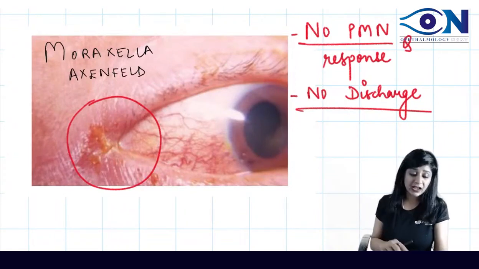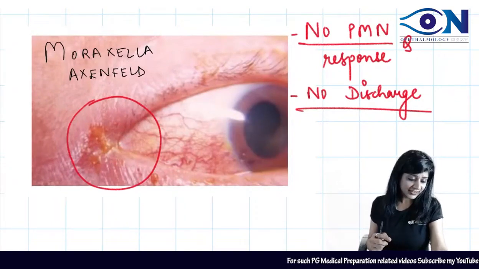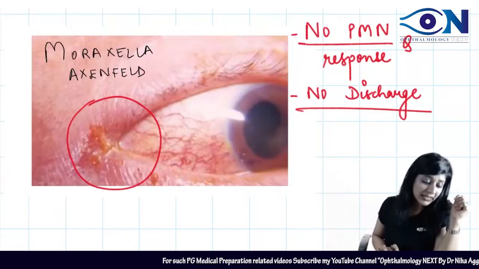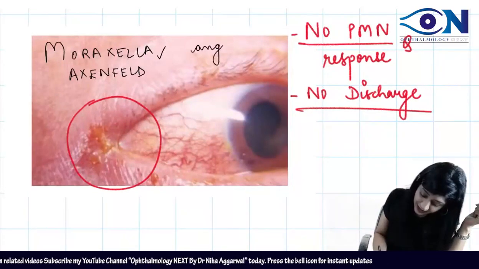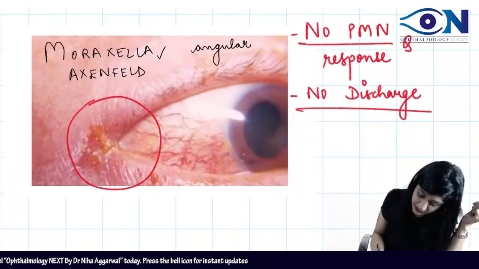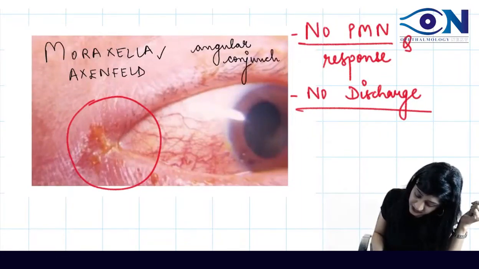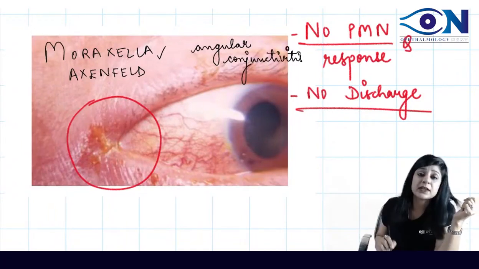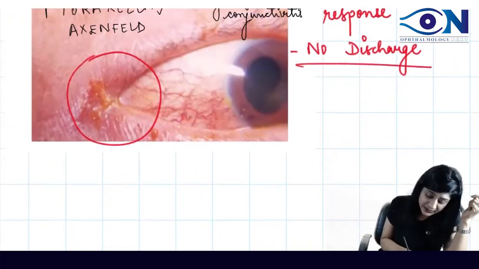Very frequently asked. Moraxella Exenfeld. Yes, very good. So all of you are correct. Moraxella Exenfeld is causing the angular conjunctivitis. So this angular conjunctivitis, which is caused by the Moraxella Exenfeld, actually releases an enzyme.